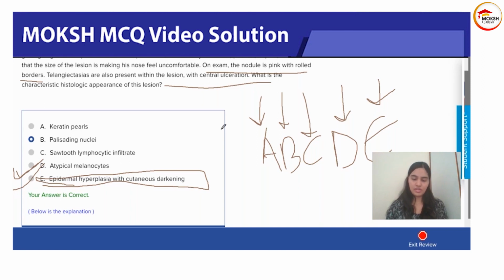Now, what is the ABCDE? There is asymmetry, there is irregular border, there is irregular or variegated color, different colors. The one lesion has different colors in different parts, and diameter, and evolving, meaning it is increasing in size, not remaining constant. Increasing in size, changing colors, basically evolving.